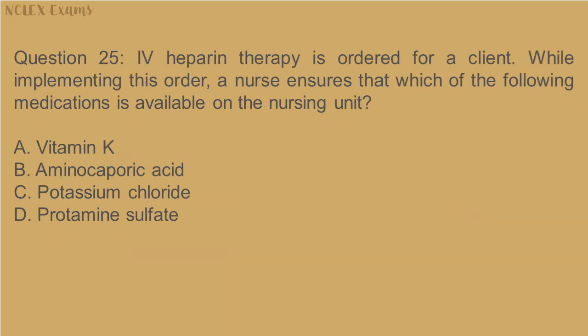Question 25. Heparin therapy is ordered for a client. While implementing this order, a nurse ensures that which of the following medications is available on the nursing unit? A. Vitamin K. B. Aminocaproic acid. C. Potassium chloride. D. Protamine sulfate.